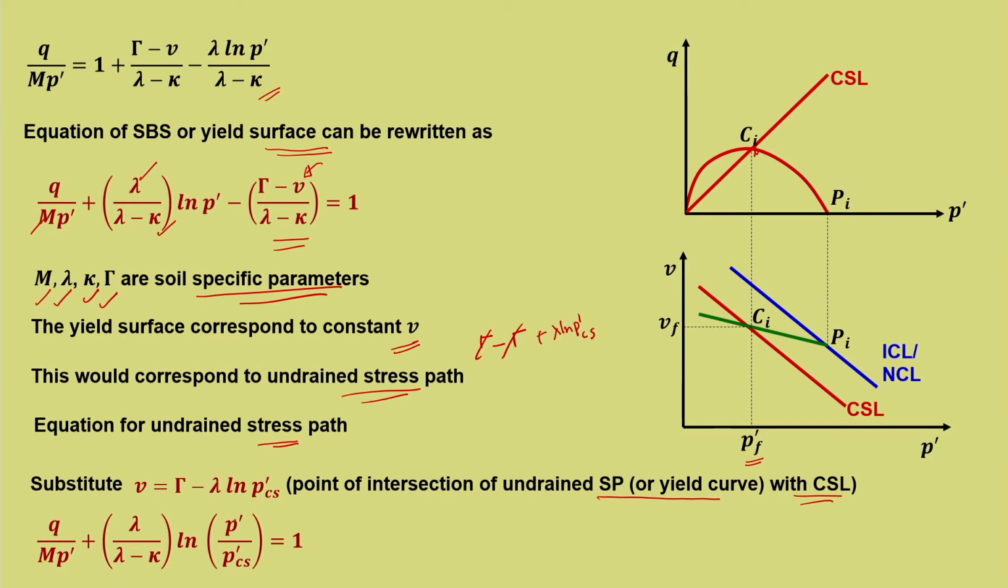Minus will become minus lambda ln p dash cs. Now, when we put it here, we can write it is the same lambda by lambda minus kappa, and in that case we can take this particular parameter outside, then it will be ln p dash minus ln p dash cs. So, that will give ln p dash upon p dash cs, which is equal to 1, and it can also be written in this particular form because we know that it is corresponding to a specific volume. So, this is p dash y, that is the yield stress.